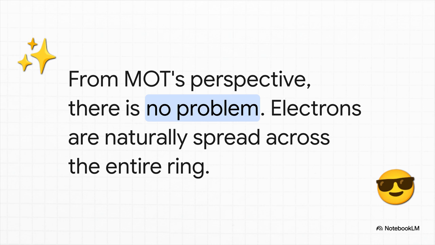Now here is the beautiful part. From the perspective of molecular orbital theory, there is no benzene problem. There's nothing to solve. It doesn't need a patch, it doesn't need a special concept. It just looks at benzene and says, well, of course the electrons are smeared out over the whole ring. That's their lowest energy, most stable state. You see, the problem was never with the molecule itself, it was a limitation of our first model.